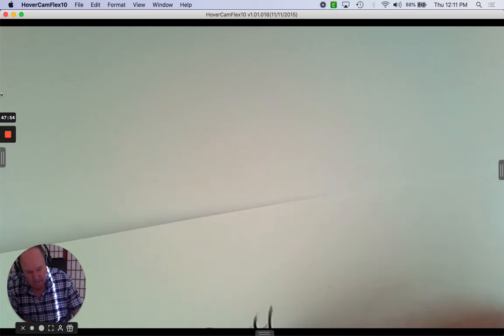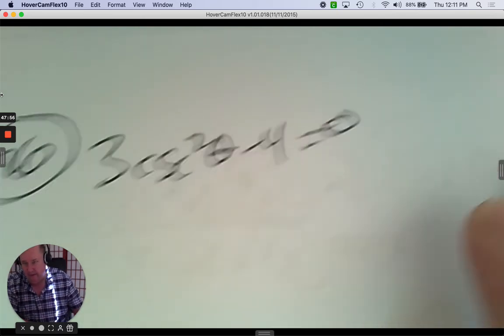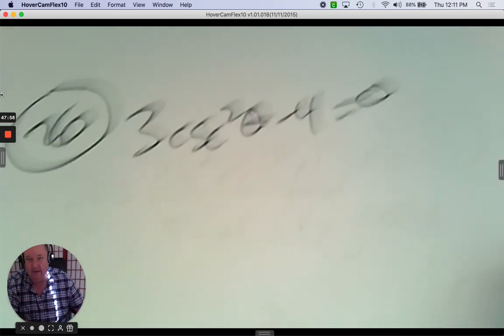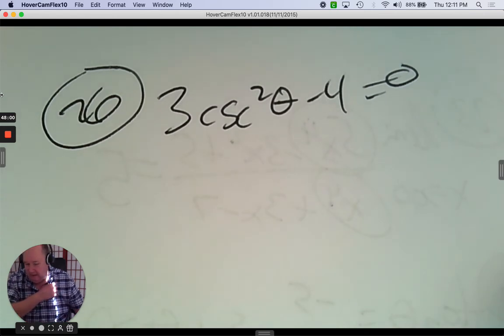So in number 26, you have 3 cosecant squared theta minus 4 equals 0. I think I'm going to get done to 28 and then stop and then do a second video and move my desk. That's what I think I'm going to do.